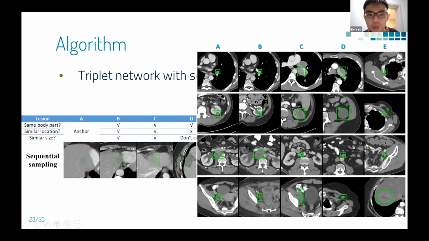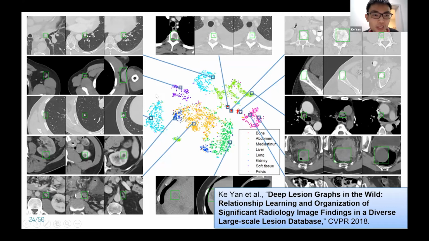And these are some examples of our triplets which are used to train our network. And these are some examples of our learned embedding space. For example, these three in the top left corner are three lesions we sampled from this embedding space. They are close in the embedding space, and we can see that they are also close in appearance. They are also in a similar body part, of similar size, and in a similar location.